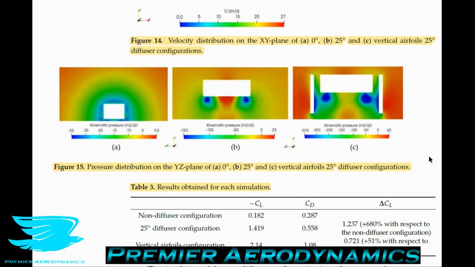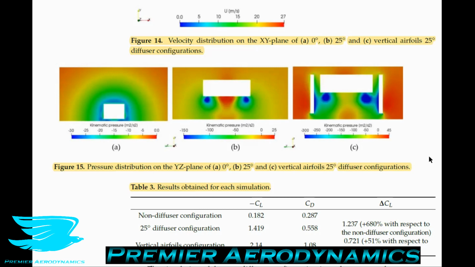In figure C, which corresponds to the 25-degree diffuser with vertical end plates, we not only have these two low pressure cores, which have also grown in size and their pressure is lower, we also have these low pressure zones around the suction sides of the airfoils. So that makes sense.